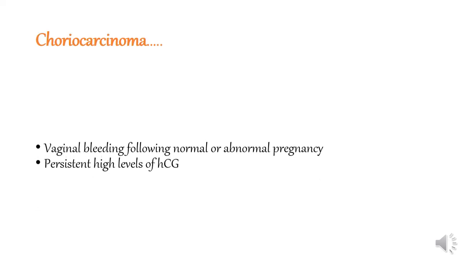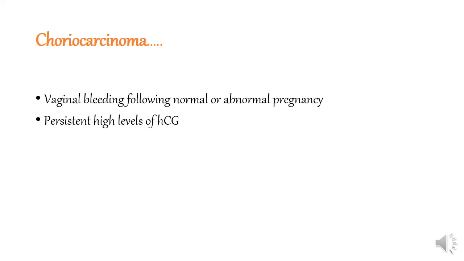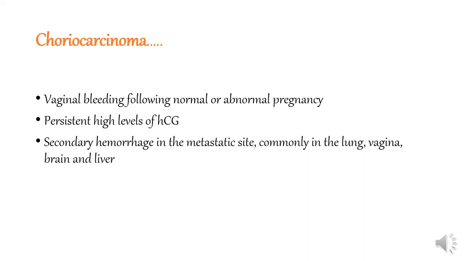And it presents with vaginal bleeding following normal or abnormal delivery or pregnancy. Then presents with persistent high levels of beta HCG, and rarely they can present with the secondary hemorrhage in the metastatic site. The common site for metastasis is the lung, vagina, brain, and liver.